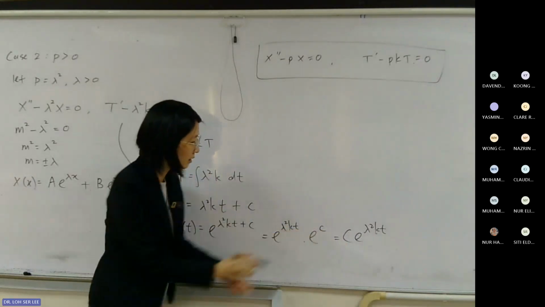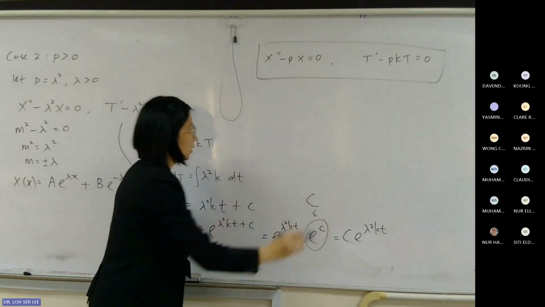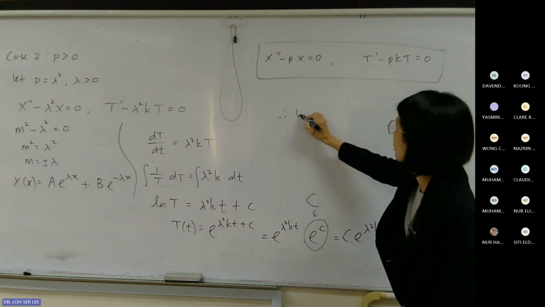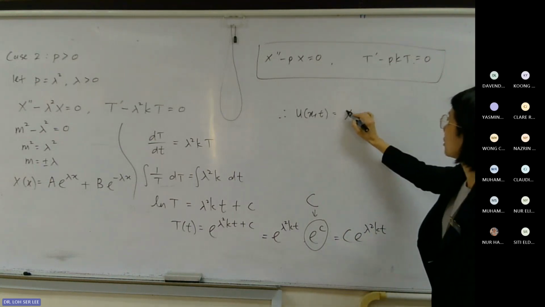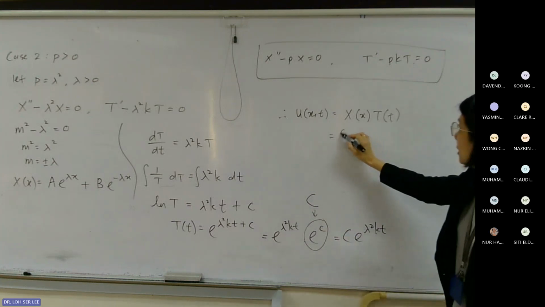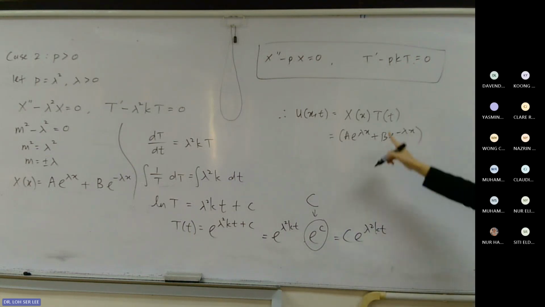Because e^c, we let this be another new constant. So once you get your X and T combined, you get your u, because your solution is u. Always remember your solution is u(x,t), which is X times T. So your X is a e^(lambda x) plus b e^(negative lambda x), times this one, C e^(lambda squared kt).